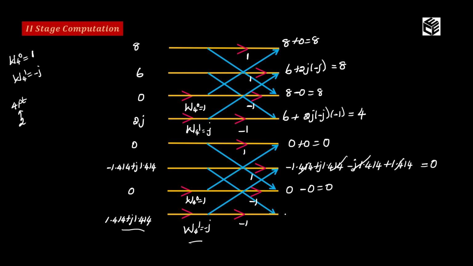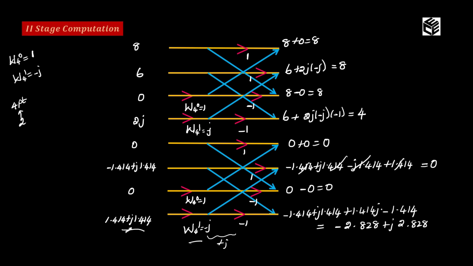And here it is minus 1.414 plus j 1.414, which is multiplied by plus j. So if I multiply these two, I will get plus j. So I'm going to multiply plus j with this value. So it is plus 1.414 j minus 1.414. So my answer is minus 2.828 plus j 2.828. Okay.